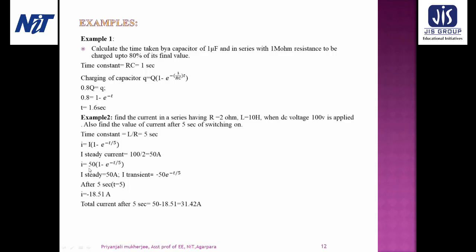So we put the value of steady state current here, and i becomes 50 into 1 minus e to the power minus t by 5, and the transient current is 50 into e to the power minus t by 5, and the steady state current is only 50 ampere. After 5 seconds, t is equal to 5, so we put t equal to 5 over here, and it becomes minus 18.51 ampere. So it is actually flowing in the opposite direction of the current I. So the current after 5 seconds is the difference between the total 50 ampere, that is the steady state current, and minus 18.51, that becomes 31.42 ampere.